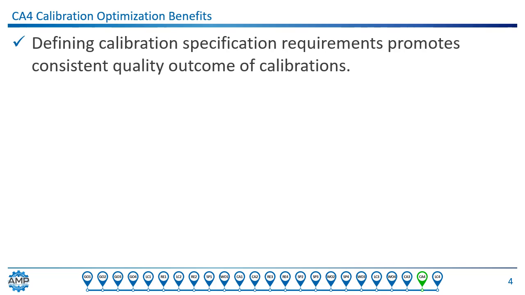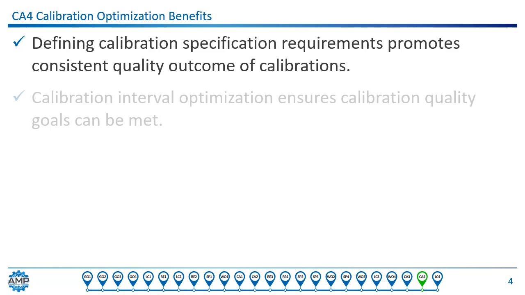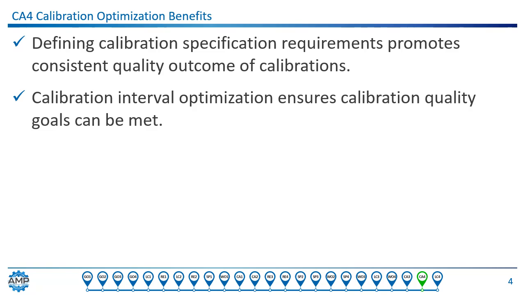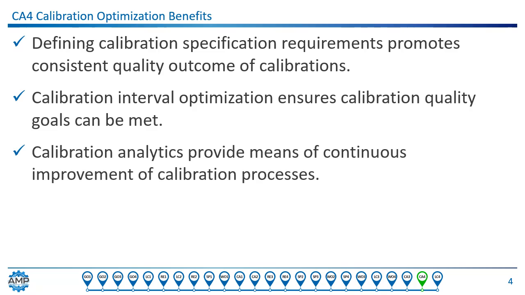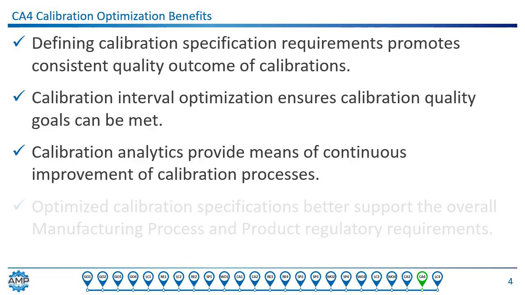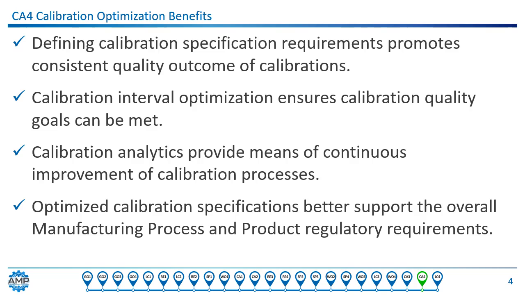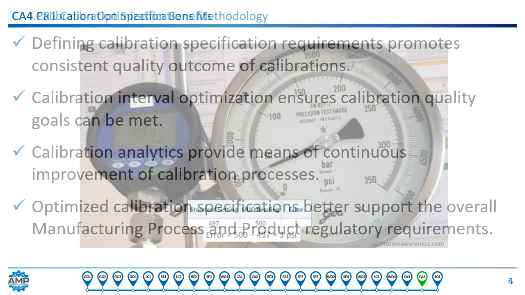Calibration optimization has several benefits. Loop calibrations are more efficient than individual calibrations. Calibration interval optimization ensures calibration quality goals can be met. Calibration analytics provide means of continuous improvement of calibration processes. And optimized calibration specifications better support the overall manufacturing process and product regulatory requirements.